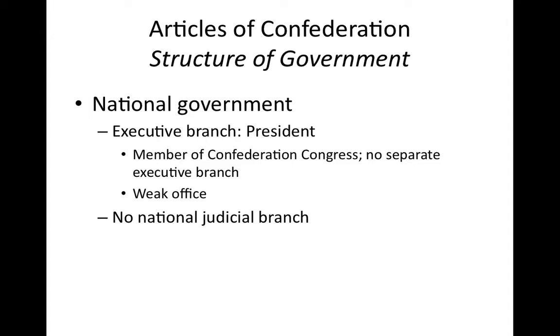There was an executive branch, but it wasn't a separate executive branch. There was a president, but that person was merely another member of the Confederation Congress. He presided over the debates, was kind of the head of state, the official representative of the United States, but was just another member in every other respect. And so it was a very weak office of the presidency. Also, there was no national judicial branch, so all you had were the state courts. There were no national courts.